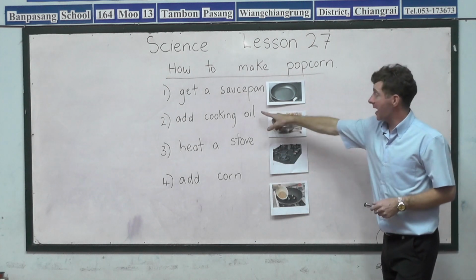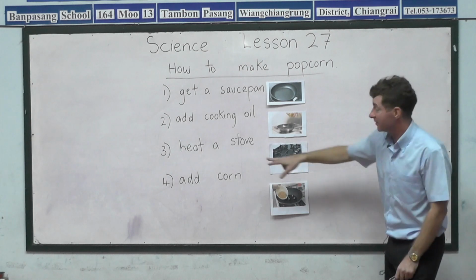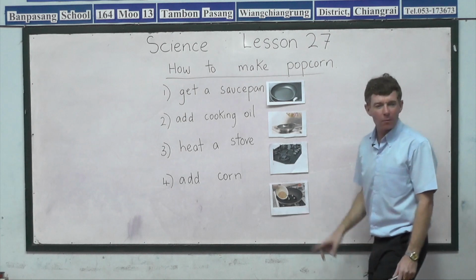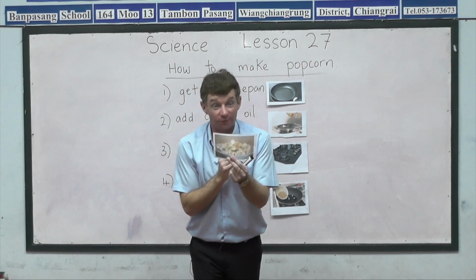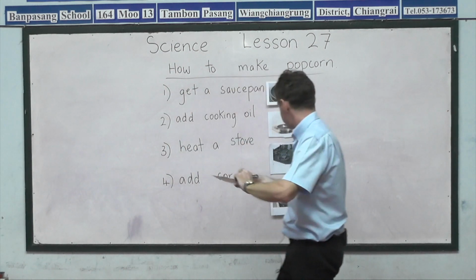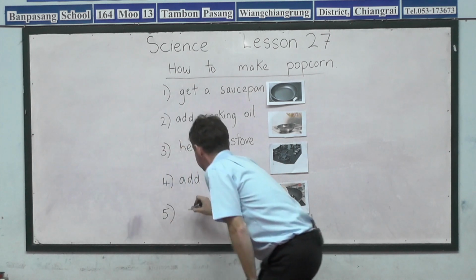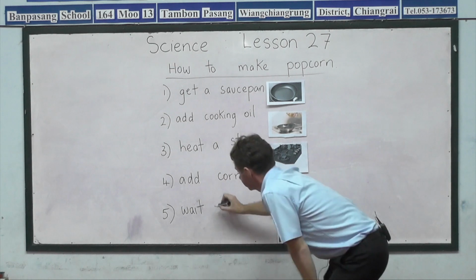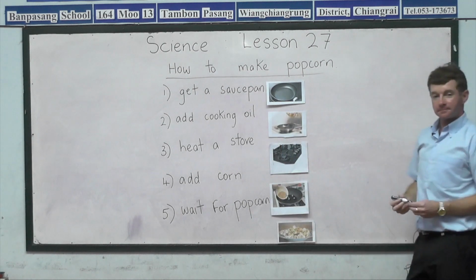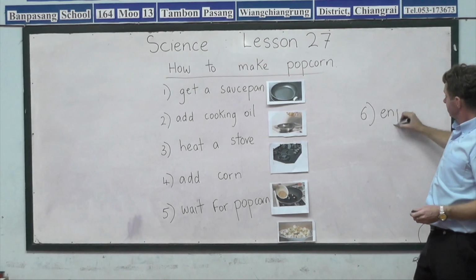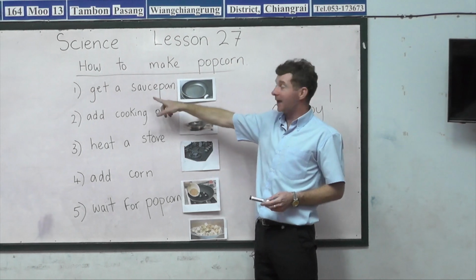So step number one, get a saucepan. Step number two, add cooking oil. Step number three, heat a stove. Step number four, add corn. And what do we think the final step is? Step number five. Popcorn. Wait for pop. Once it's popped, we have popcorn. So we can say, wait for pop, or wait for popcorn. And then step number six, enjoy.